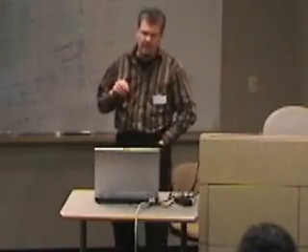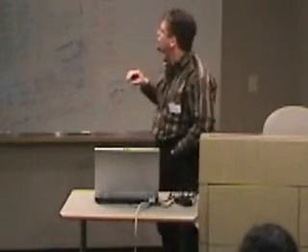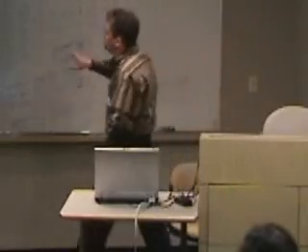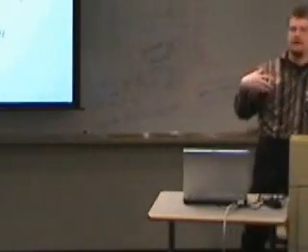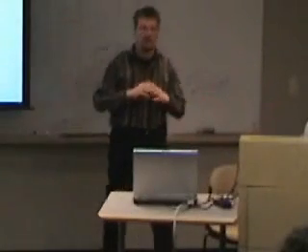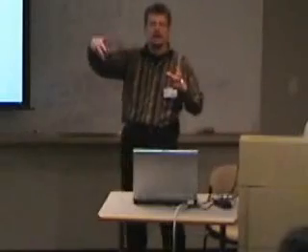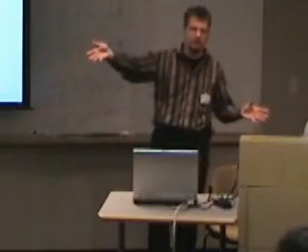In INEX 2004, there were two evaluation metrics used. This is the official evaluation. Strangely enough, they've had so much trouble dealing with the overlap that they basically evaluate these systems by saying, well, it's all good. Even if you're getting highly redundant things, we're going to give you credit for the highly redundant things.